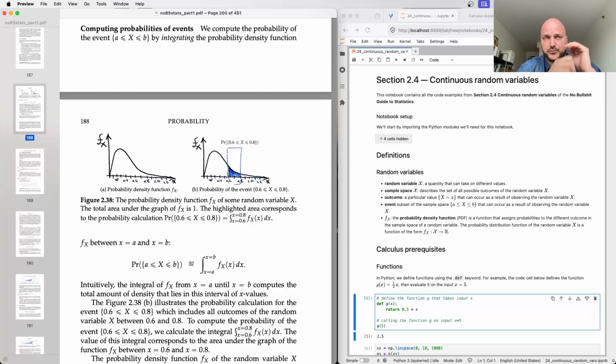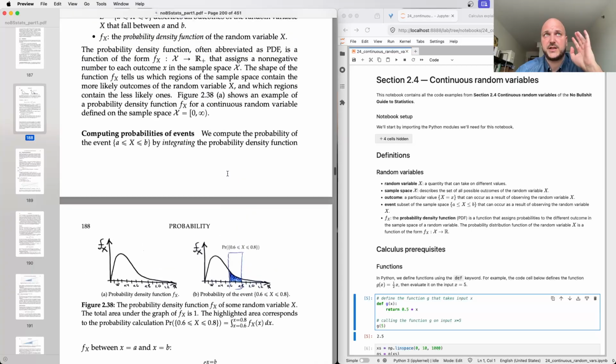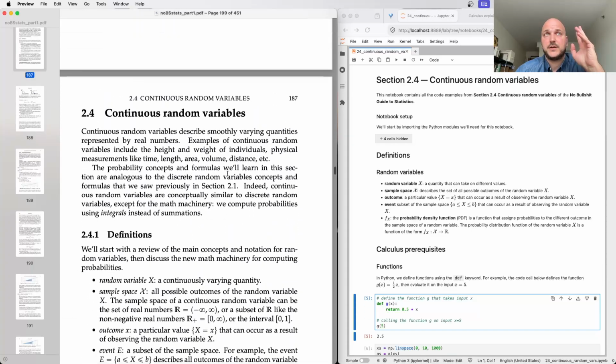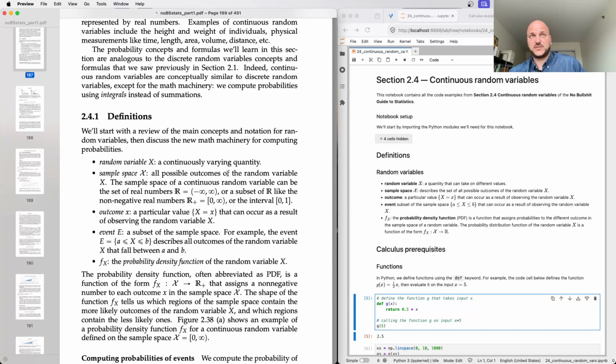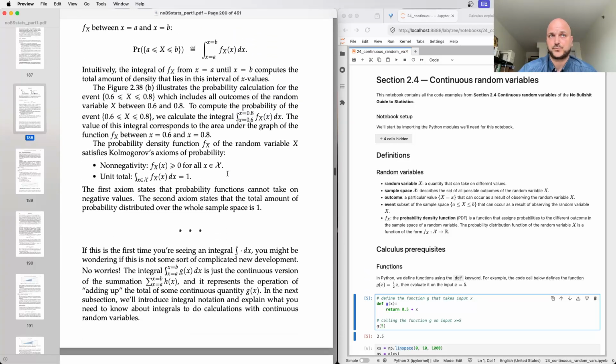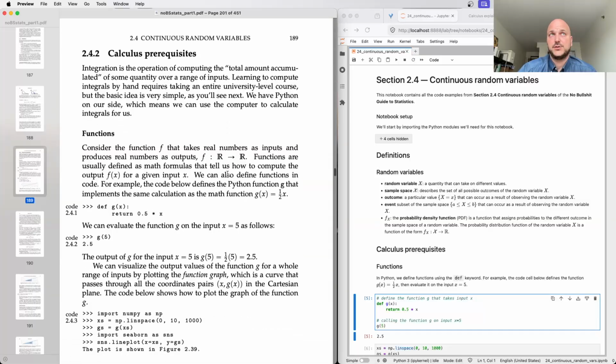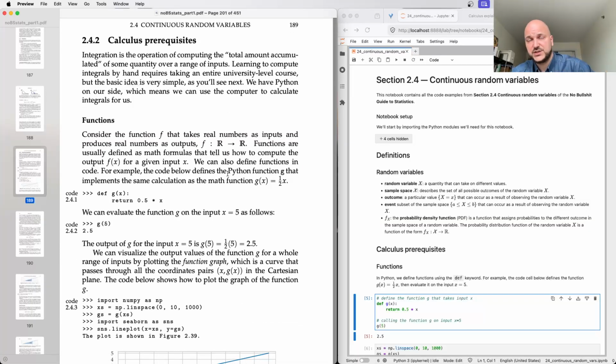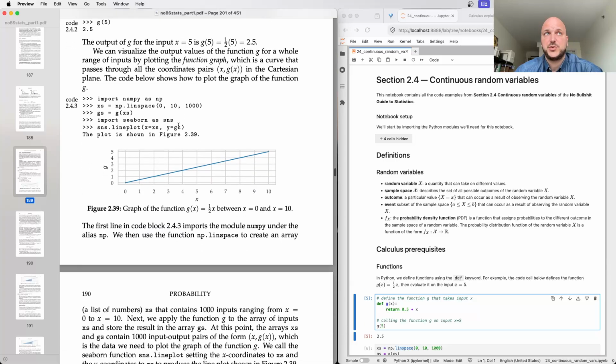So this sounds like a big complicated thing, and it is. I mean, if you've never seen calculus, this will be a big step up. Now, to make this transition easy, I have a little just-in-time calculus prerequisites section, 2.4.2, which should bring you up to speed.